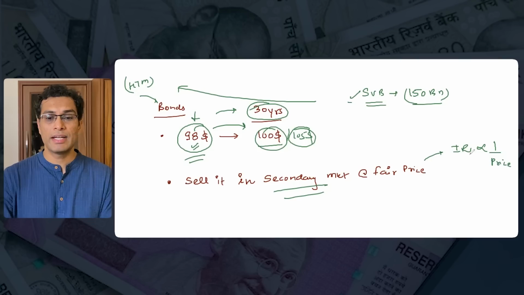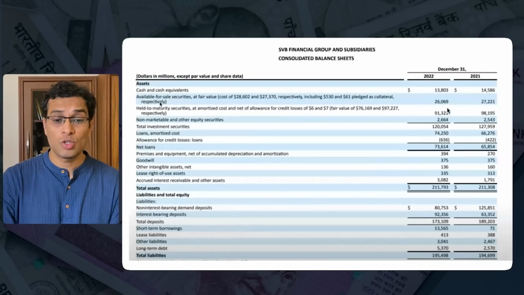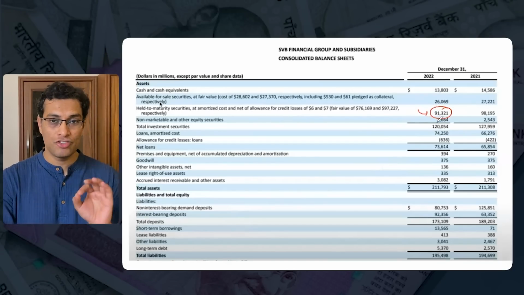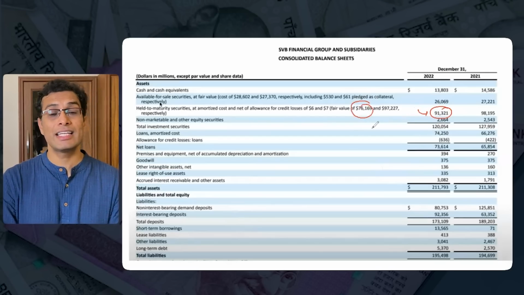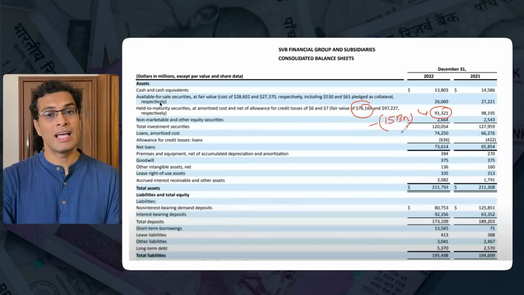Now, the interesting bit is that whenever the interest rates in the economy rise, the price of the bonds decreases. So I hope that you understood this complicated concept as to why the value of these held till maturity securities on the balance sheet was $91 billion. But as of today, its value was $76 billion, and the bank was having a notional loss of $15 billion.